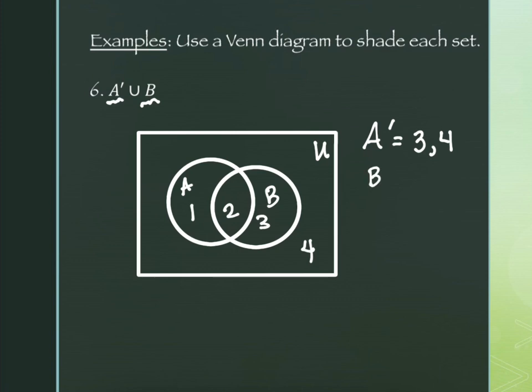And then it says B. That's the other piece. What numbers are in B? Yep, the 2 and the 3, or you could write it in the other order. That'd be fine. Okay, 2 and 3 are inside of circle B. So far, so good. The next is that we pay particular attention to what we're combining them with. This says union. What does union mean?